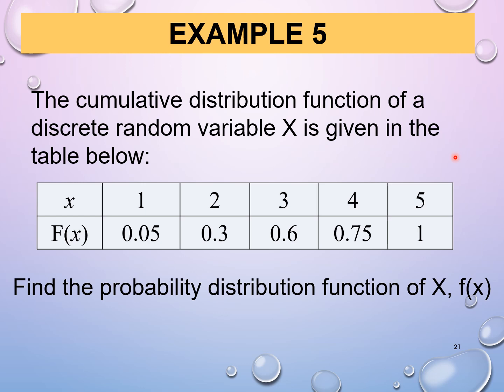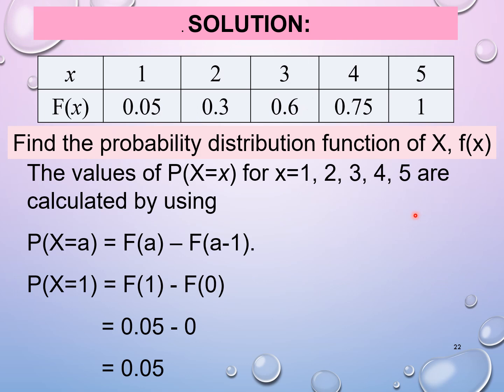Okay, example 5. The cumulative distribution function of a discrete random variable x is given in table below. So this is the CDF given in table form. Find the probability distribution function of x. So you need to find small letter f, or the PDF. Solution. From the given CDF here, the values of probability x equal to x for x from 1 until 5 are calculated by using this.